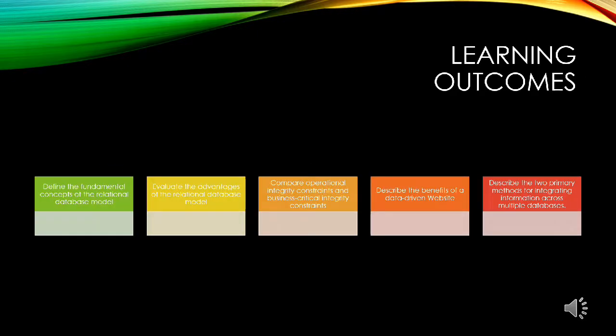The first topic is the learning outcome. Number 1, define the fundamental concepts of the relational database model. Number 2, evaluate the advantages of the relational database model. Number 3, compare operational integrity constraints and business-critical integrity constraints. Number 4, describe the benefits of a data-driven website. And lastly, describe the two primary methods for integrating information across multiple databases.